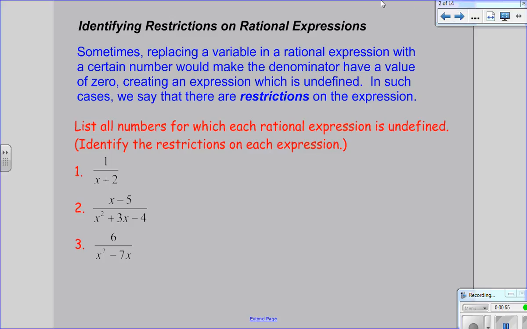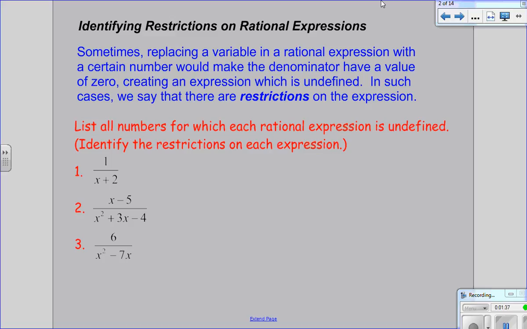First, we want to learn how to identify restrictions on rational expressions. Sometimes replacing a variable in a rational expression with a certain number can make the denominator have a value of 0. And we know that if a fraction has a denominator of 0, that expression is undefined. So in these cases, we say that there are restrictions on the expression. Let's look at three examples, and list all numbers for which each rational expression is undefined. In other words, let's identify the restrictions.